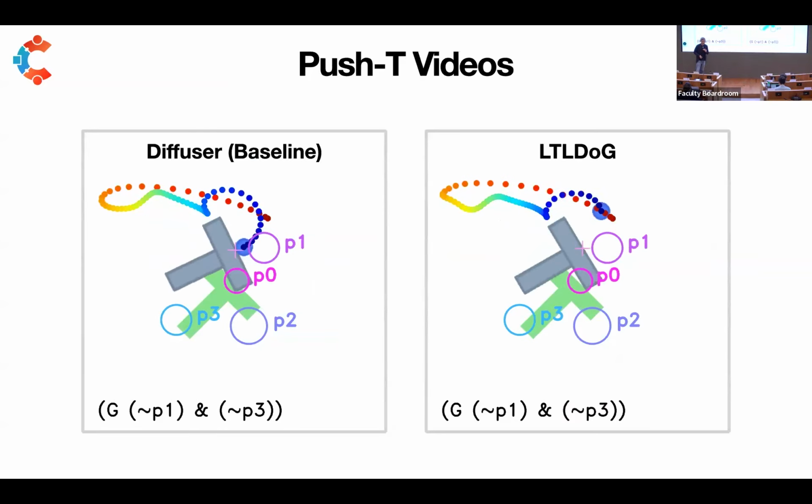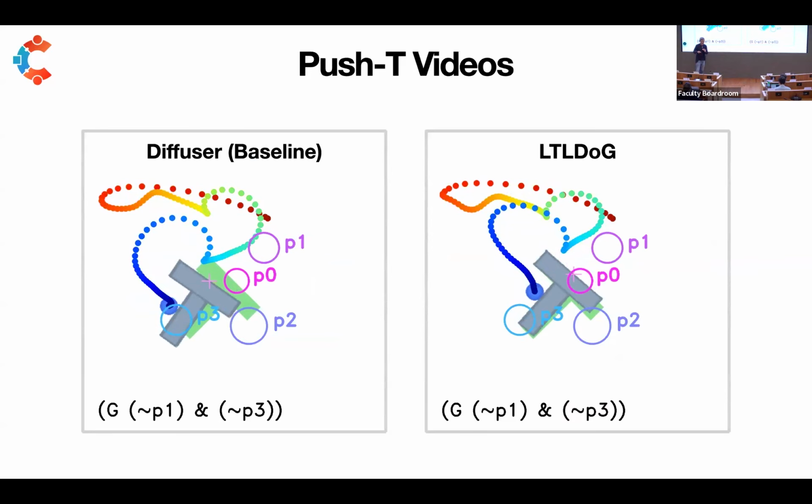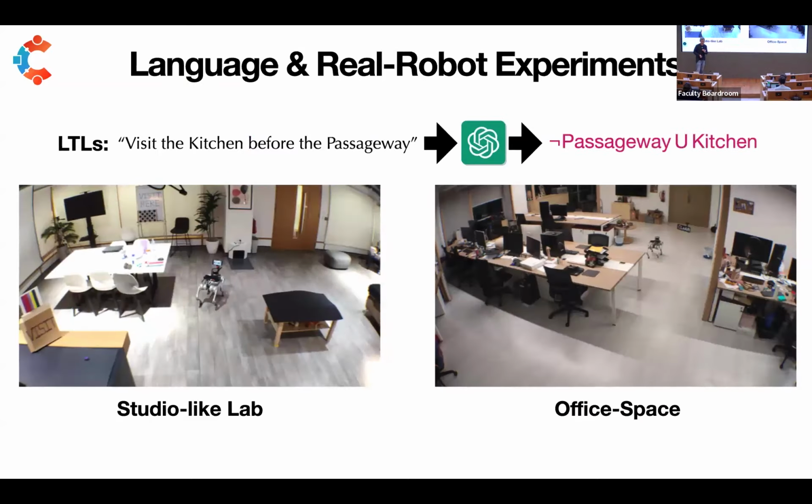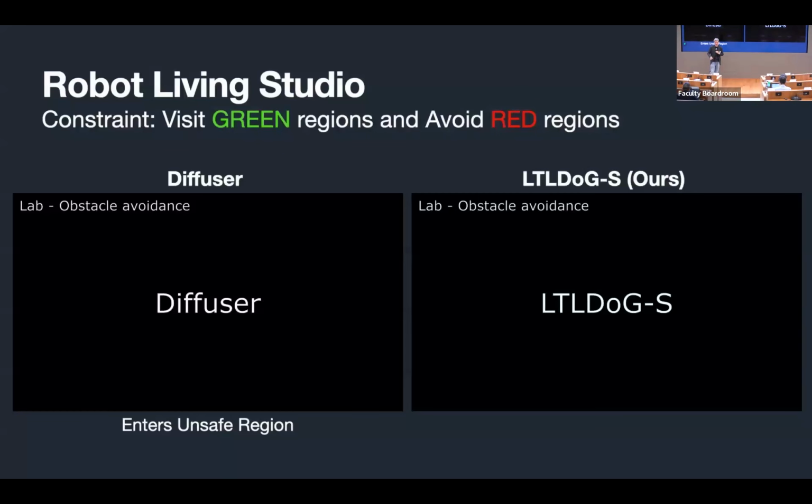These are some videos for Pushti. I showed this before already. This just shows that the model we created was indeed used to generate the videos of avoiding the particular zones. These are some real robot experiments for navigation, where we are trying to get the robot to obey certain constraints. Again, we use a natural language utterance and convert it to logic using ChatGPT, so that you don't have to know how to write the logic yourself, but you can check it. And then we tried this in different environments. Here's just a couple of videos.